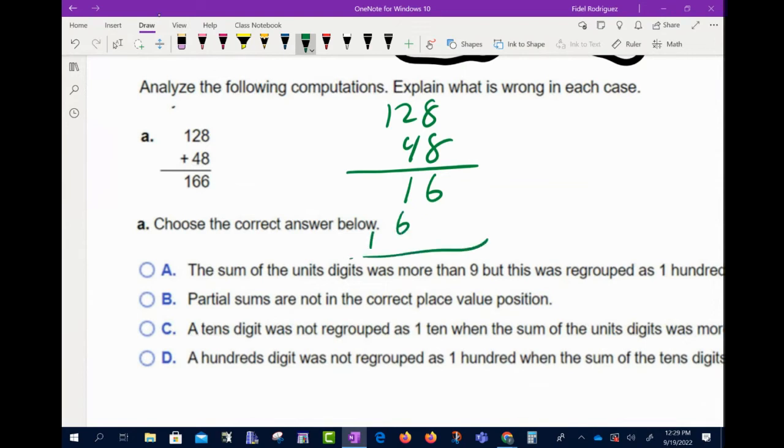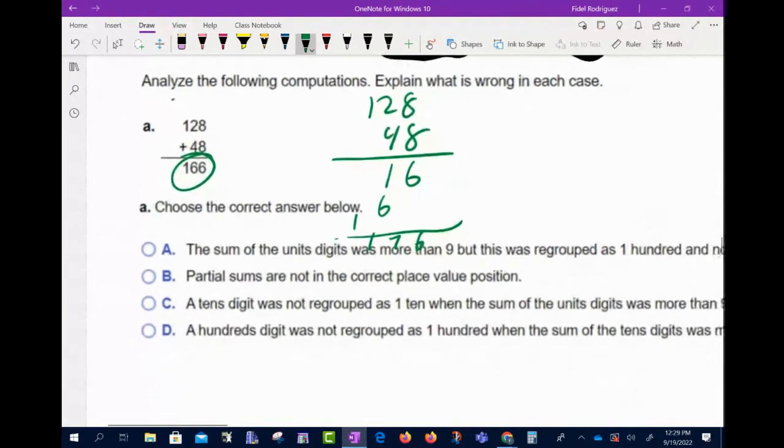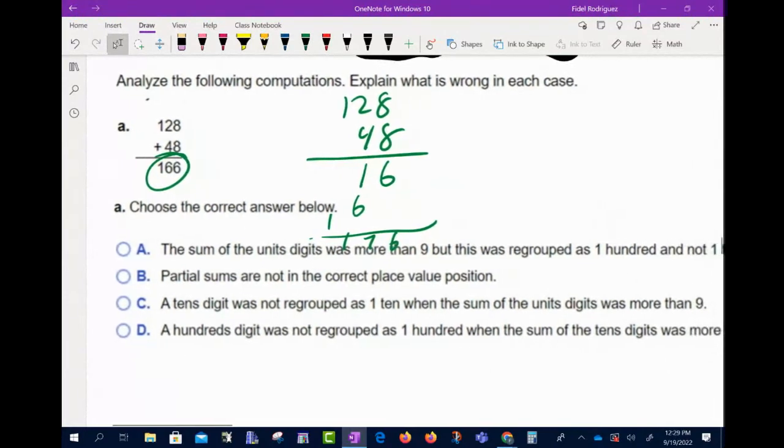And then I'm going to put that 1 there. So we know we would have a 6, a 7, and a 1. So we should end up with 176, right? So we know that's the answer we should end up with. And they're telling us the answer was 166. And they want to know, okay, what did they do wrong? Okay, so let's take a look at my choices here.